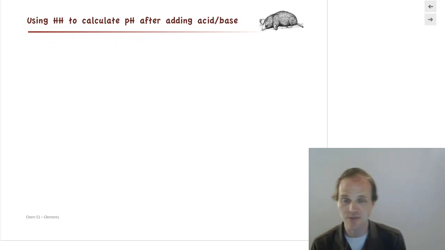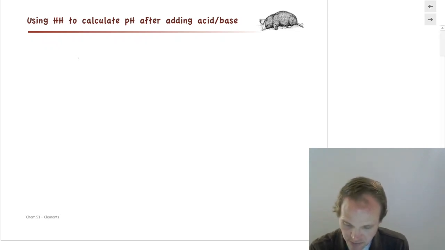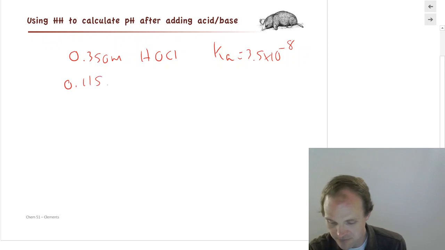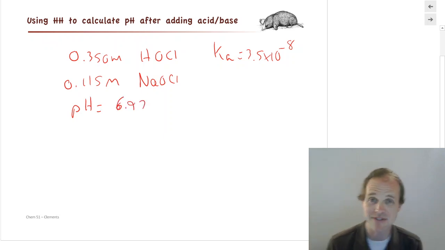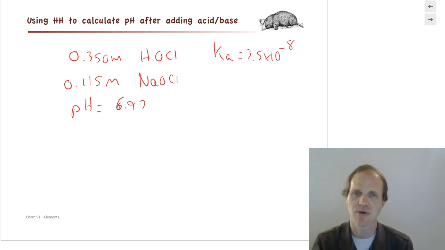And the system we're going to use is one of those that you did in the last video of finding the pH of a buffer solution. We're going to take 0.350 molar hypochlorous acid, HOCl, where Ka is 3.5 times 10 to the minus 8th. And we're going to take 0.115 molar sodium hypochlorite. We knew that the initial pH of this solution from solving it before was 6.97. And we're going to see what happens when we add some acid to this solution, using the Henderson-Hasselbalch equation to calculate our new pH as opposed to doing our BRICE table that we talked about.